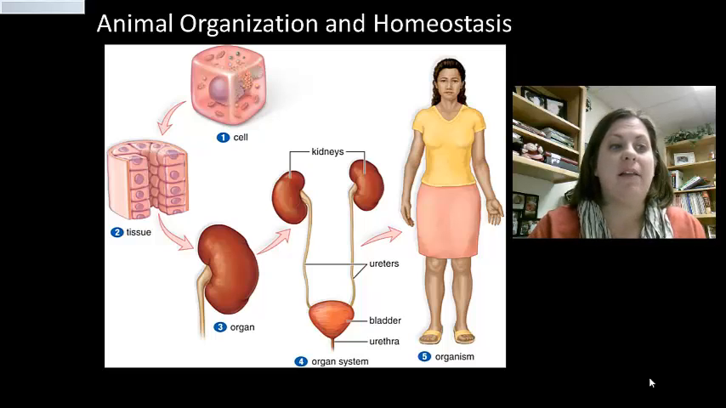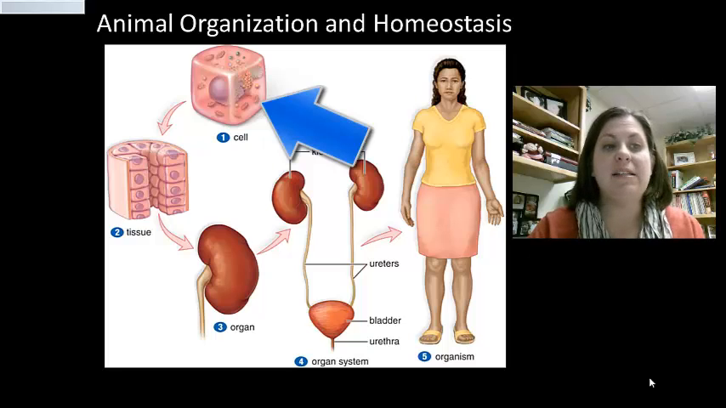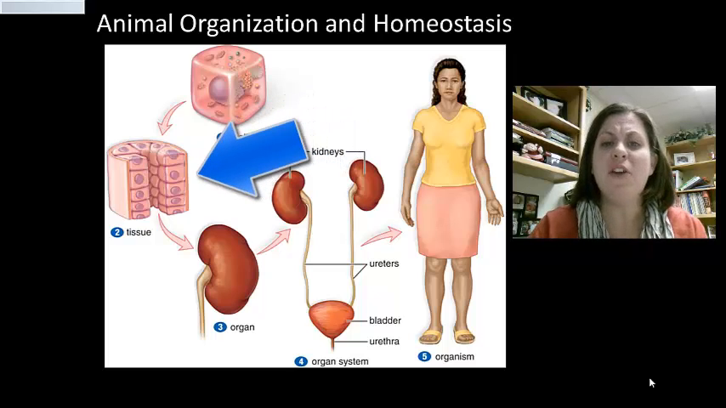Animals exhibit a biological organization that begins with the cell, which is the basic unit of all living things. A group of specialized cells working together is called a tissue. There are 4 types of tissue: epithelial, connective, muscle, and nervous. We'll talk more about these in a little bit.